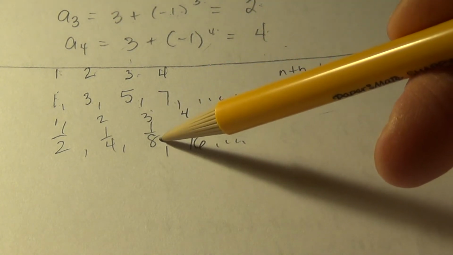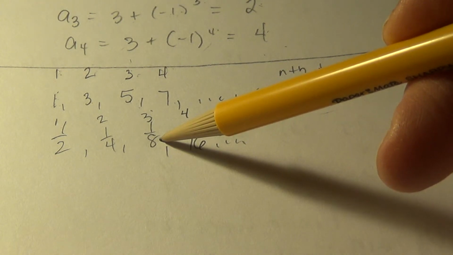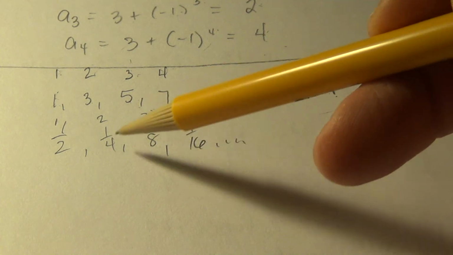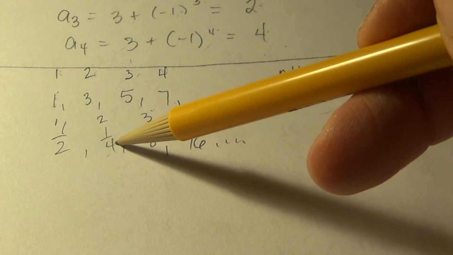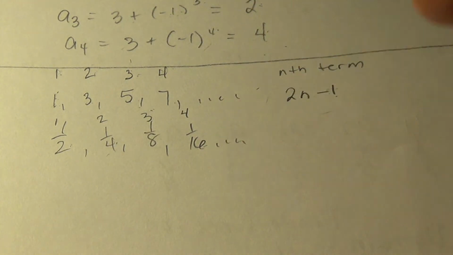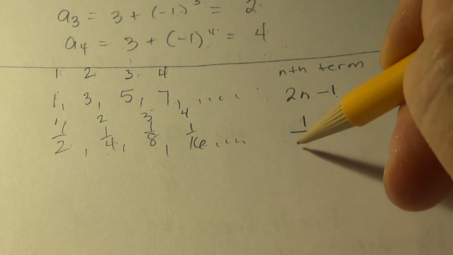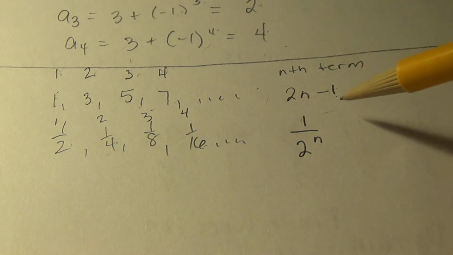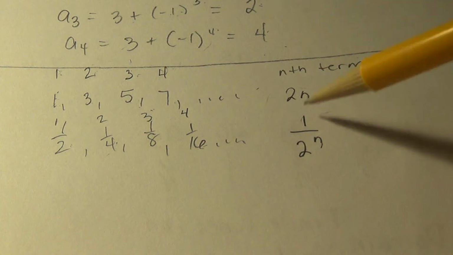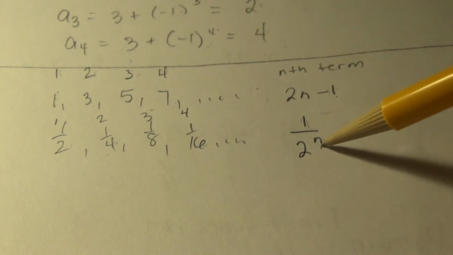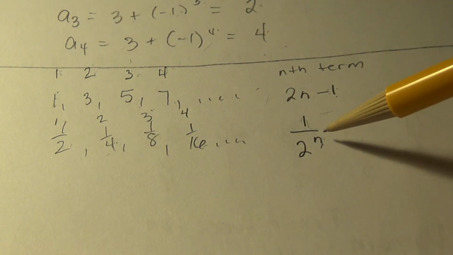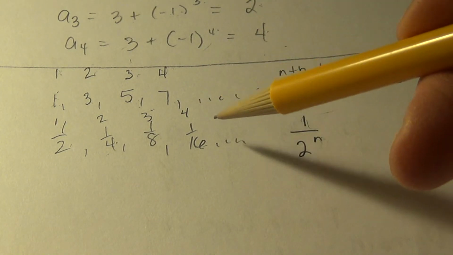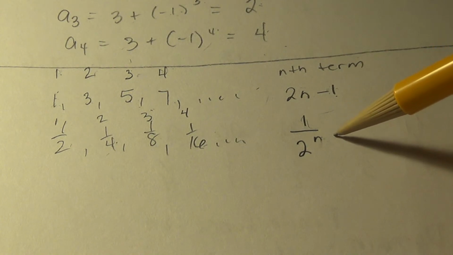Whenever a 3 is associated with an 8, I know it's usually 2 raised to the 3. 2 raised to the 2, 2 raised to the 1, 2 raised to the 4. So I'm going to say 1 over 2 raised to the n. And you'll see when I put in a 1, I get this. When I put in a 2, I get this. When I put in a 3, 2 to the 3 is 2 times 2 times 2 is 8, and so on. And I'll get the 16 when I put in a 4.